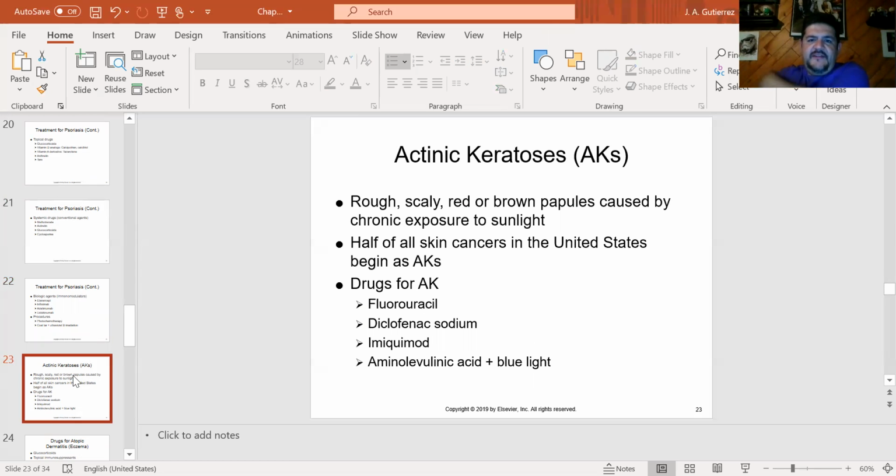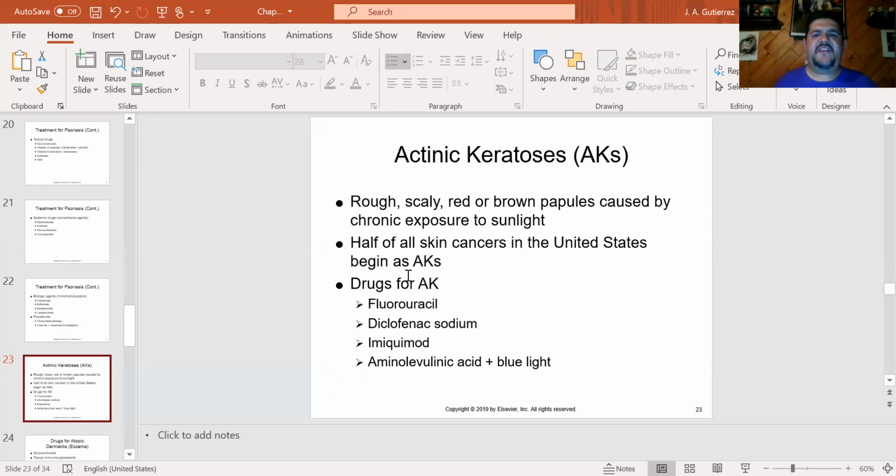Another condition of the skin, actinic keratosis. It looks like acne. This type of acne is caused by chronic exposure to sunlight, and actinic keratosis is a pre-malignant condition. That means that if it's not treated properly, it's going to move forward and become skin cancer.